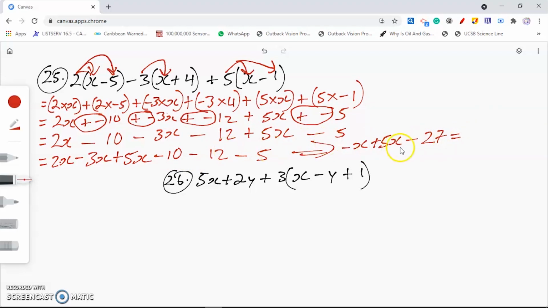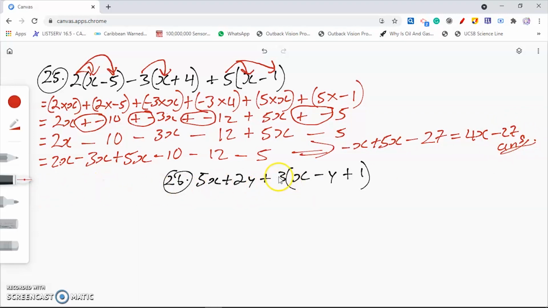And that is equal to, well, here the signs are different, and since the signs are different, we have to subtract and keep the sign of the larger number. So 5x subtract x is 4x. The larger number is 5x, so it's positive 4x minus 27, and that's our answer there.